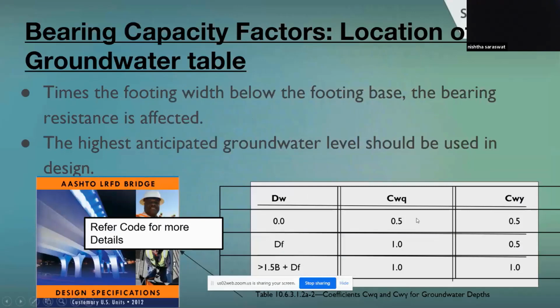Again, these are very crude numbers, and if you want, we can use the exact submerged soil weight as well. So moving ahead with the factors which affect the bearing capacity calculation, which is the location of the groundwater table.